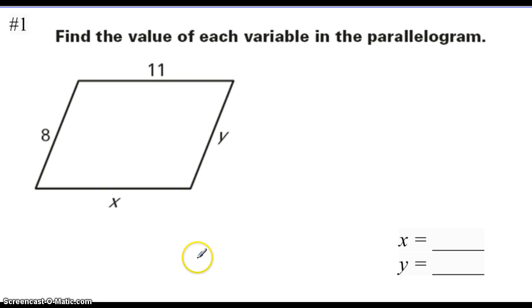So your first example on your note sheet, I say find the value of each variable in this parallelogram. Without any signs or symbols or markings, you don't know this is a parallelogram except for my directions. So if it's a parallelogram, it means opposite sides are parallel. It also means opposite sides are congruent. So if that's 11, x is 11, and 8 is y.